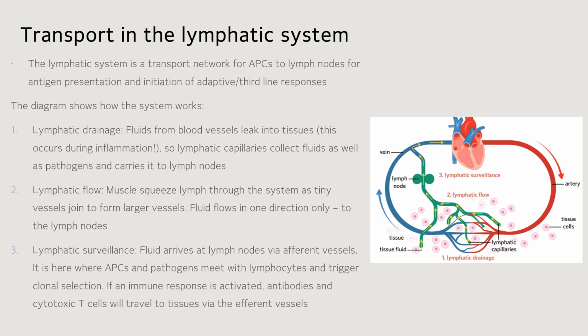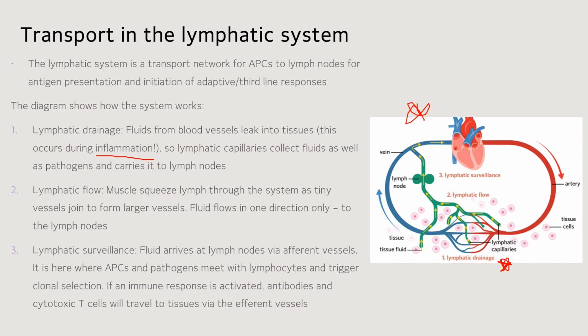So it's a transport network for antigen presenting cells to travel from sites of infection to lymph nodes for antigen presentation and initiation of adaptive responses, like we said. So the diagram to the right shows how this system kind of works. There's going to be fluids from blood vessels that leak into tissues, and this is what occurs during inflammation, as we know. So our lymphatic capillaries, which are also in tissues, are going to collect those fluids, which are also going to have pathogens inside, obviously, because that's the site of inflammation.